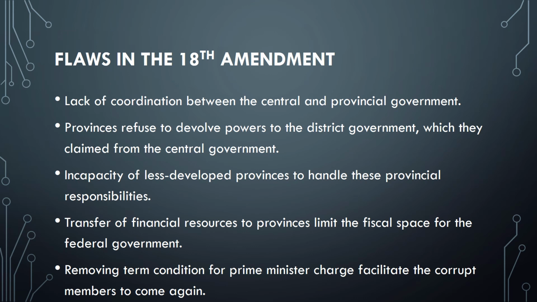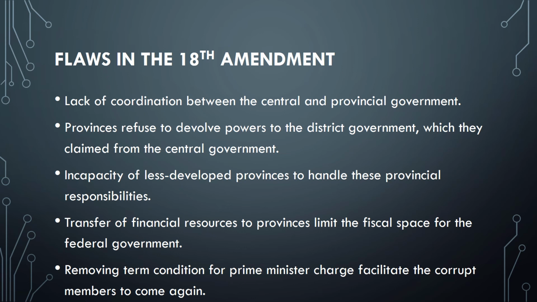Along with benefits, there are a few flaws of the 18th Amendment, which include lack of coordination between the central and provincial government. Provinces refused to devolve powers to the district government, which they claimed from the central government. Incapacity of less developed provinces to handle these provincial responsibilities. Transfer of financial resources to provinces limits the fiscal space for the federal government.